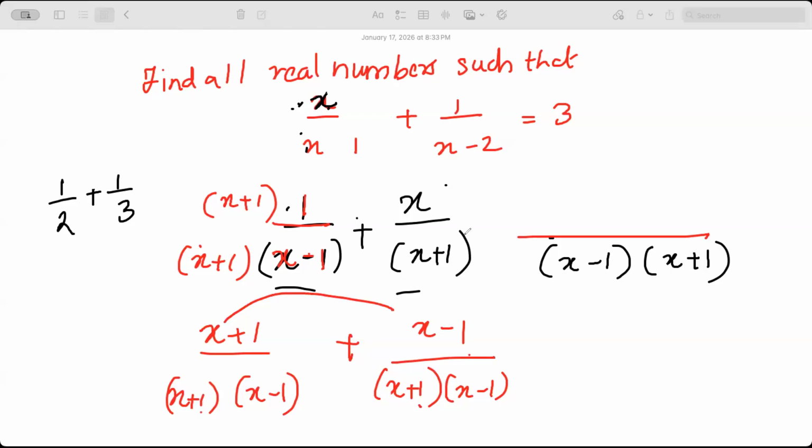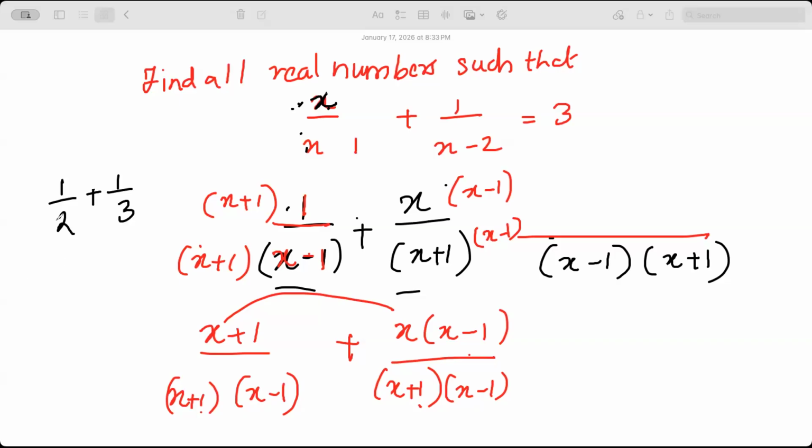Wait, for the second numerator, wouldn't it be x squared minus x? Whatever I multiplied, right? See, I forgot to write it here. This x is getting multiplied by x minus 1. So x times x minus 1. Make sense? Yep, sorry about it. Okay. Now x minus 1, x plus 1 I wrote down.